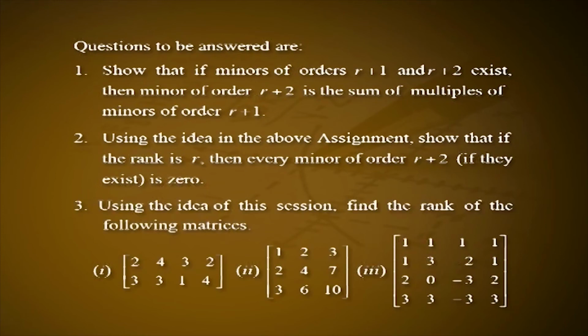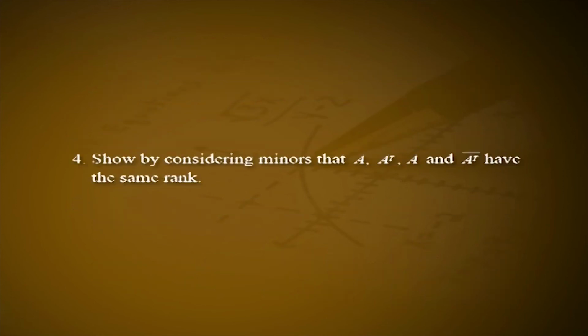Third one, using the idea of this session, find the rank of the following matrices. First one, 2 4 3 2, 3 3 1 4. Second matrix, 1 2 3, 2 4 7, 3 6 10. Third one, 1 1 1 1, 1 3 minus 2 1, 2 0 minus 3 2, 3 3 minus 3 3. Next question, show by considering minors that A transpose, A bar and A transpose bar have the same rank.